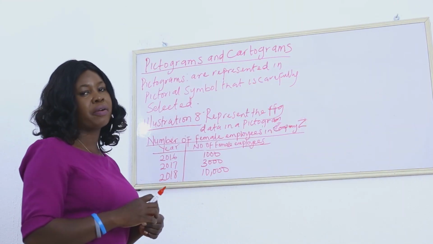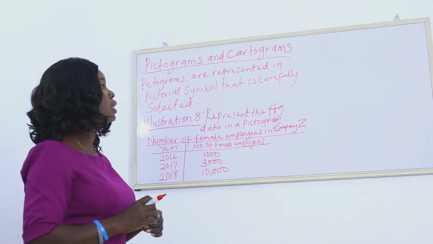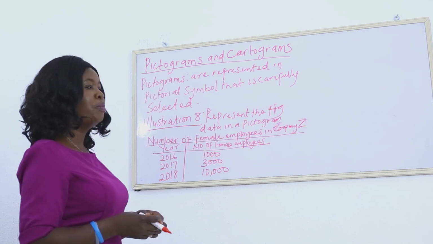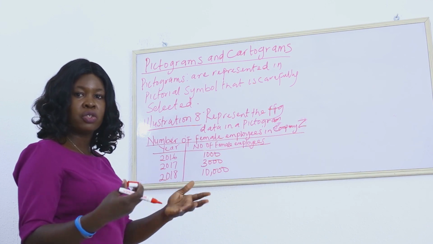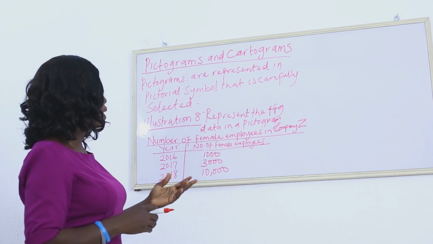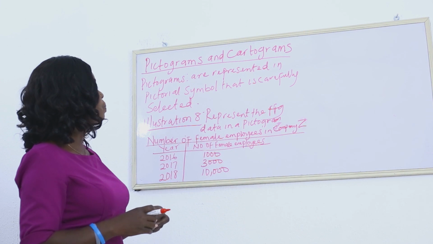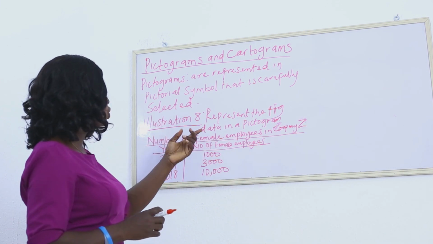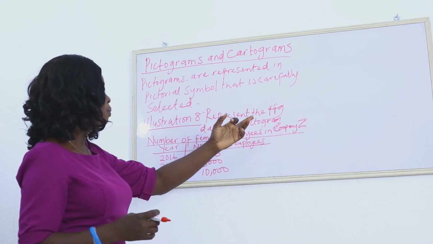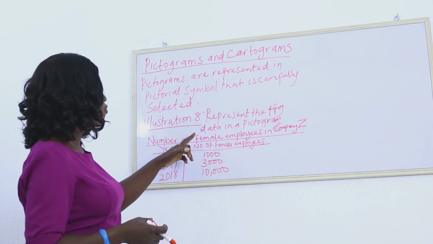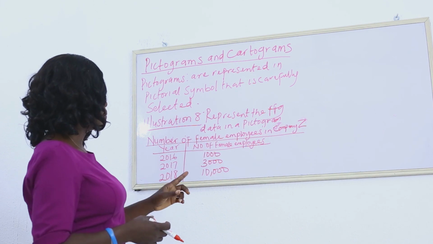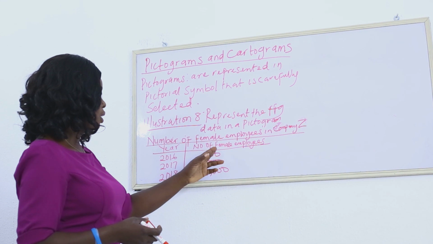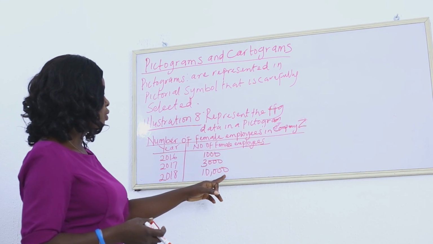Another set of diagrams we'll be looking at are the pictogram and cartogram. What are pictograms? They are picture representations of statistical data, usually using pictorial symbols that are carefully selected. This is an illustration: represent the following data in a pictogram. Number of female employees in CompuZ, years 2016, 2017, 2018, number of female employees 1,000, 3,000, 10,000.